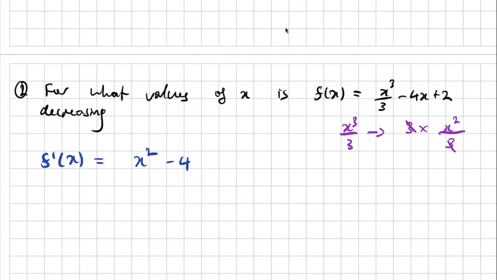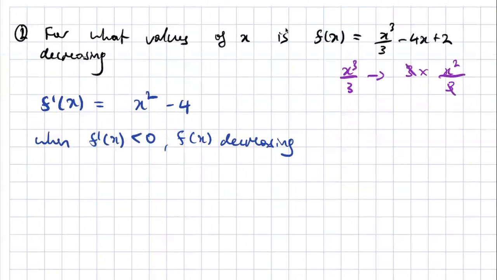The next thing to unpack is that it asks where our curve is decreasing. Well, remember, when our first derivative is less than 0, our curve is decreasing. So it's the opposite of the example that we've done before in this particular case. So we're going to have x squared minus 4 being less than 0. Again, you go through the process of factorizing. This is a difference of 2 squares, so x minus 2, x plus 2 being less than 0.